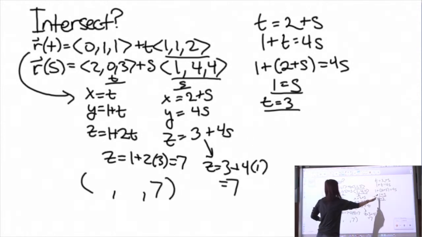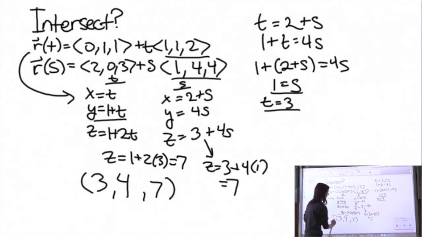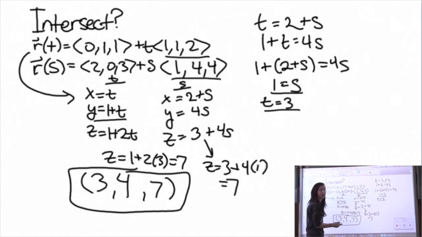So let's plug the 3 back into this equation, because they're going to end up being the same, since you set them equal. So, the t equals 3 right there, and 3 plus 1 for this one is 4. So this is your point of intersection with the 2 lines being given.